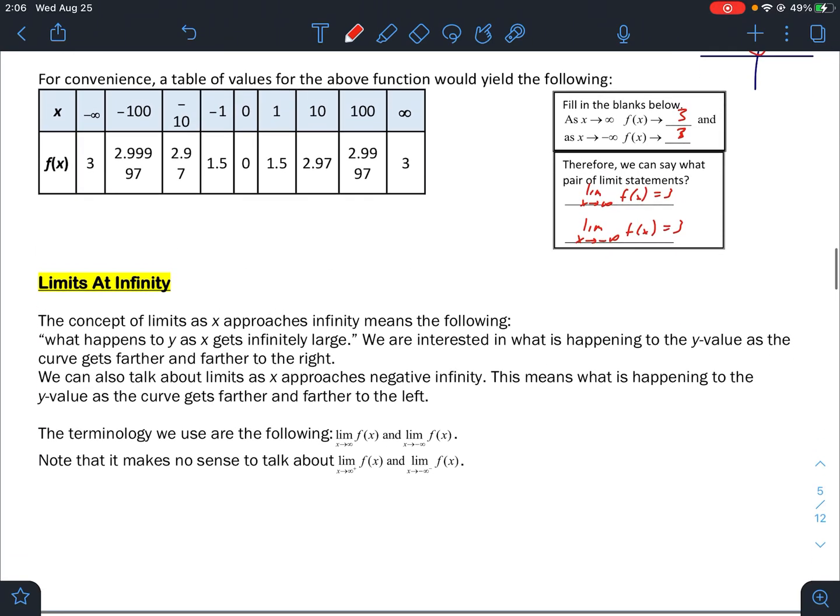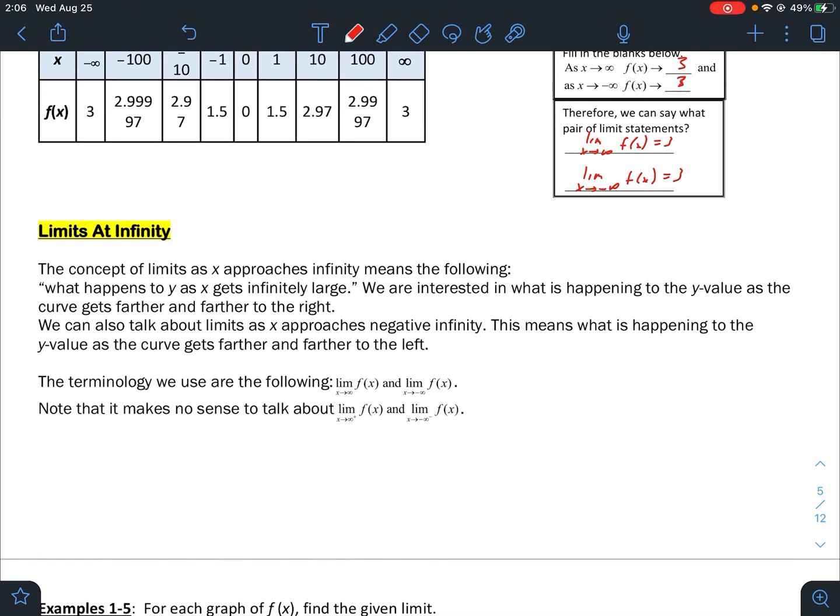So these are called limits at infinity. Again, what we did before was called infinite limits. These are called limits at infinity. The concept of limits as x approaches infinity means the following: what happens to y as x gets infinitely large in one direction or the other?